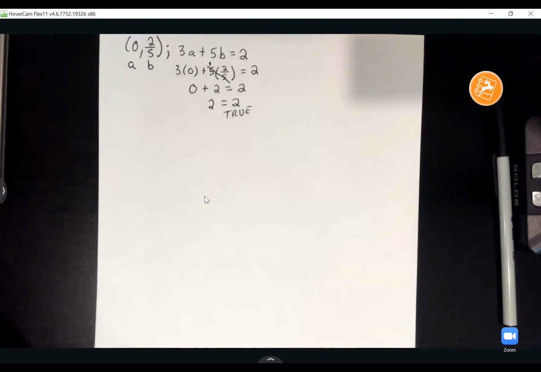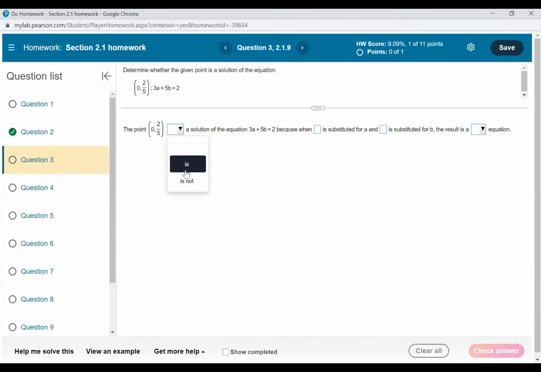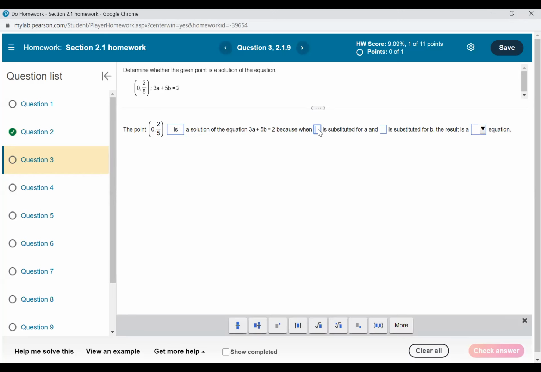So it's going to ask us what we plugged in for the A, what we plugged in for the B, and then whether we thought that was true or false. So we said it was true, so that's going to be it is a solution. Because when 0 was put in for the A and 2/5 is put in for the B, the result is a true solution.